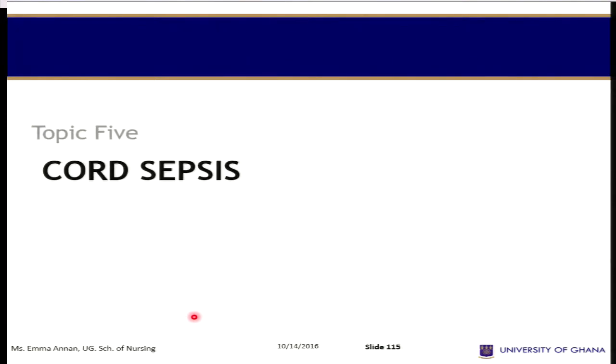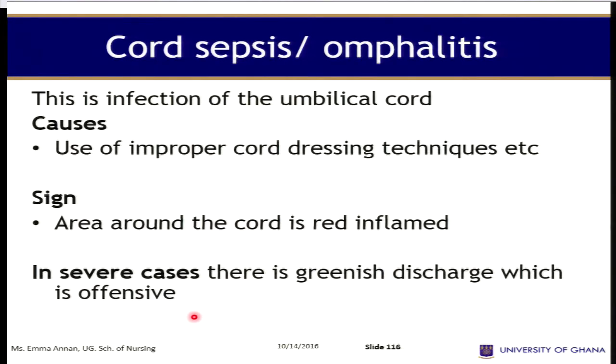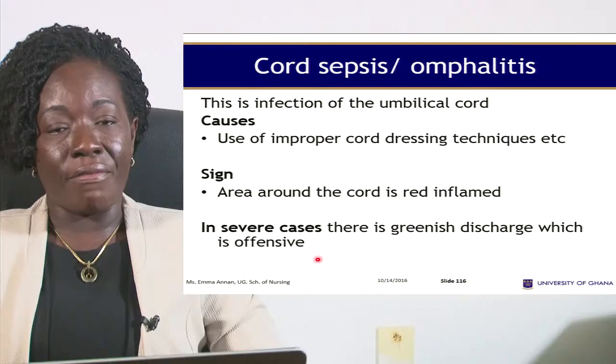Now let's look at cord sepsis. Cord sepsis is infection of the umbilical cord. The cause is the use of improper cord dressing technique. Some people use cow dung, some people use all sorts of herbs in dressing, and it can lead to infection of the umbilical cord. The sign is that the area around the cord is red and inflamed.